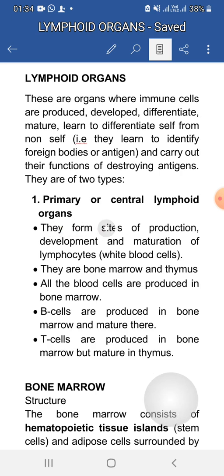They form the site of production, development and maturation of white blood cells. They are the bone marrow and thymus. All the blood cells are produced in bone marrow, as I said. B cells are produced in bone marrow and mature there. T cells are produced in bone marrow but mature in the thymus. Throughout our discussion, we'll be looking at the development mainly of these two cells and a few antigen presenting cells that I had mentioned earlier.